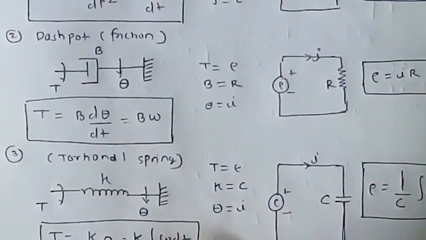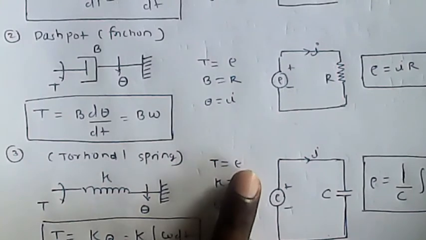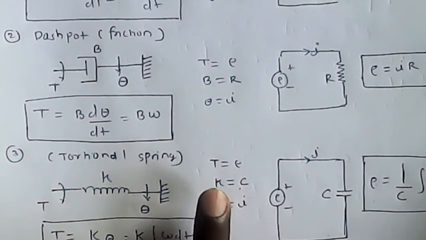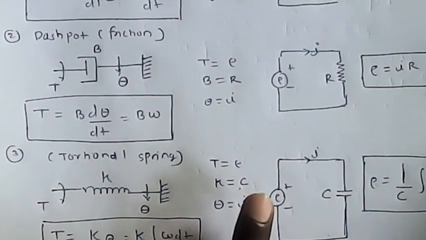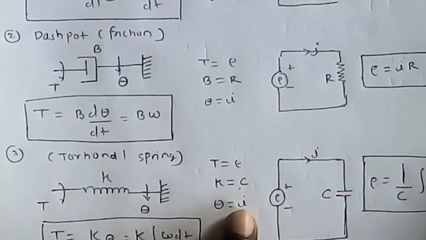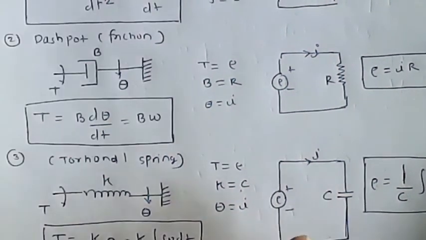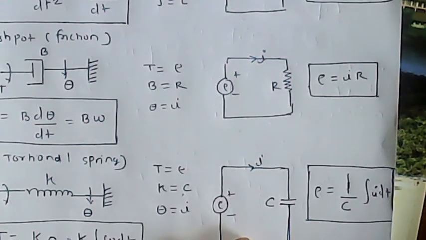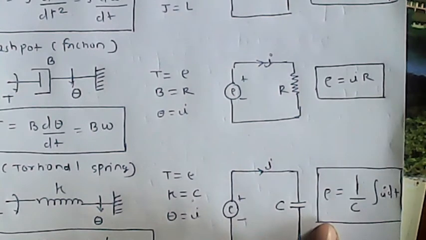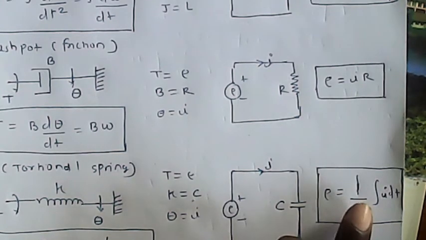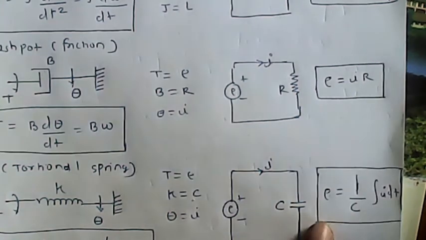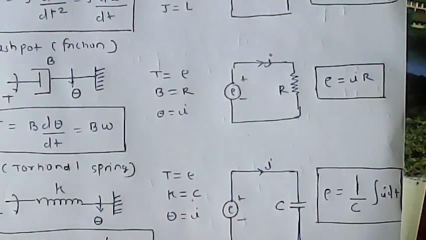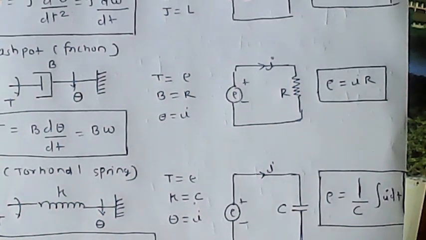When we convert this rotational mechanical system, in terms of the spring, into an electrical system, the torque is measured in terms of the voltage, the electrical parameter, the spring constant is measured in terms of the capacitor, and theta in terms of the current. So we can write the current flowing through this element in terms of the input voltage: E is equal to 1 upon C integration I into dt, where I is the current flowing through that conductor.